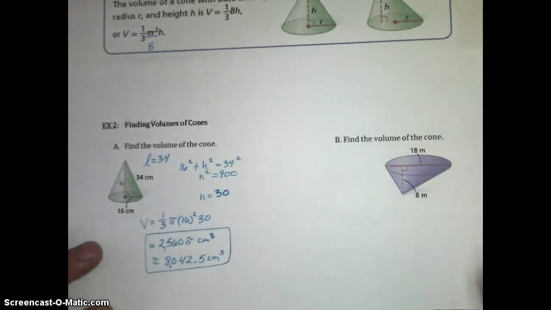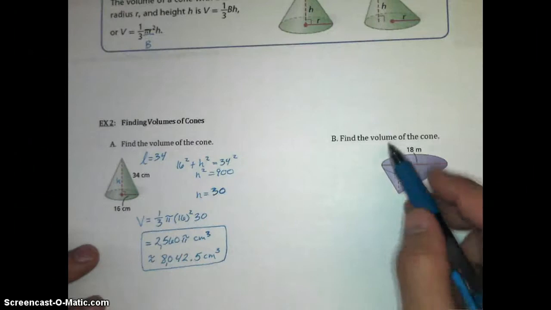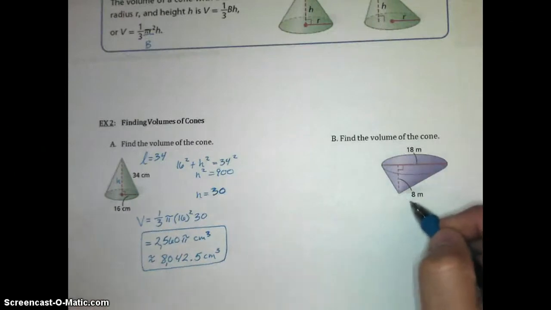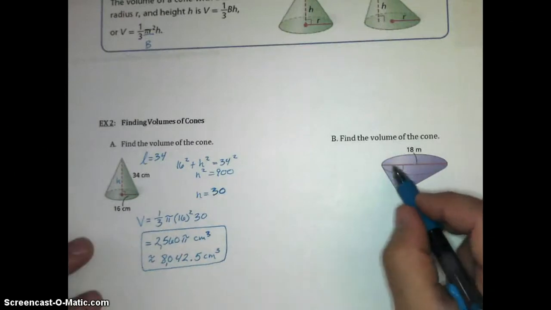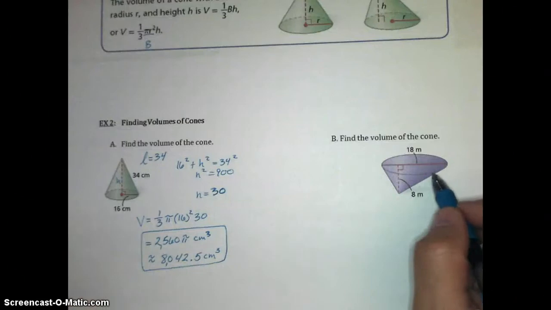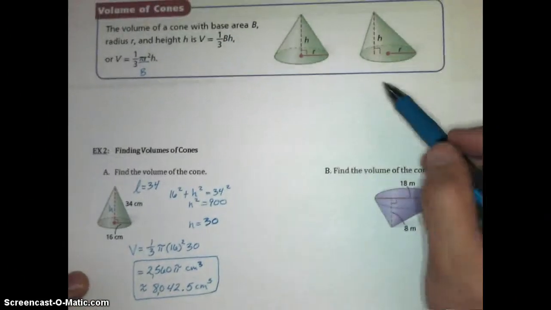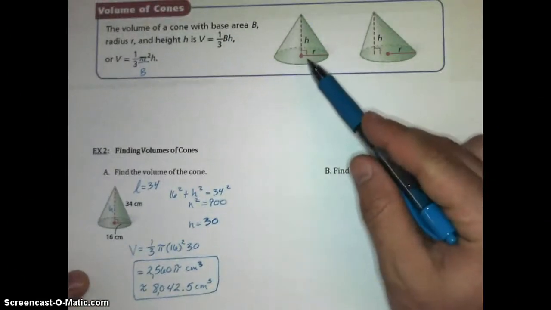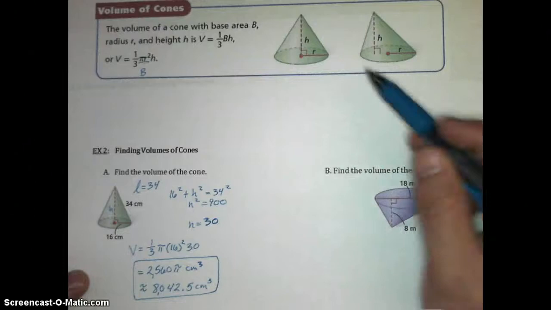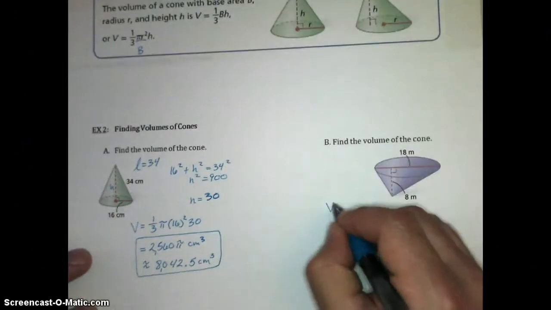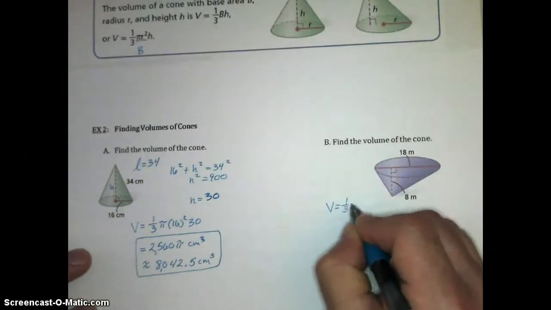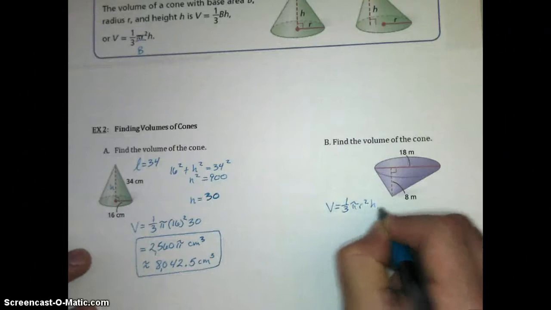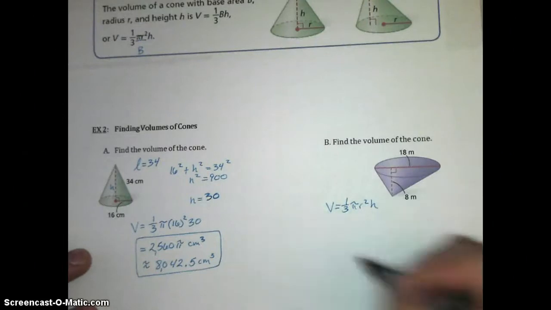All right, I'm going to allow you to try and work out part B on your own. They do give you the height, and notice they give you the diameter. This cone looks a little bit different, but the volume formula is true no matter if it looks like this, a right cone, or an oblique cone. So the volume formula still works. Start with using the volume formula, 1/3 pi r squared times h. Plug in the information and find your volume.